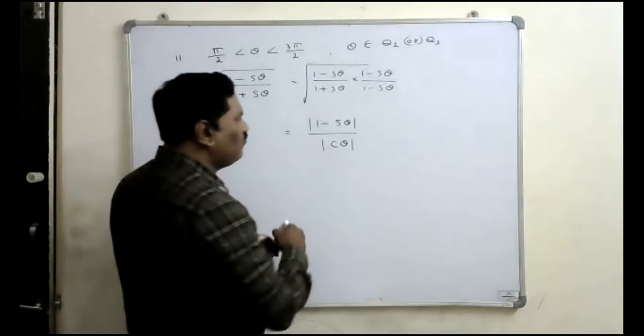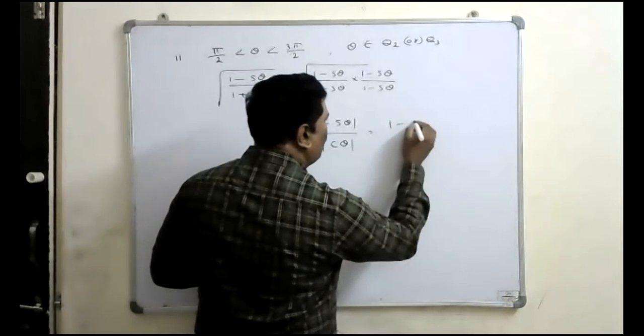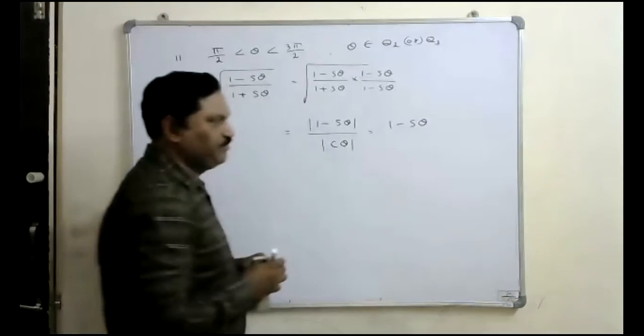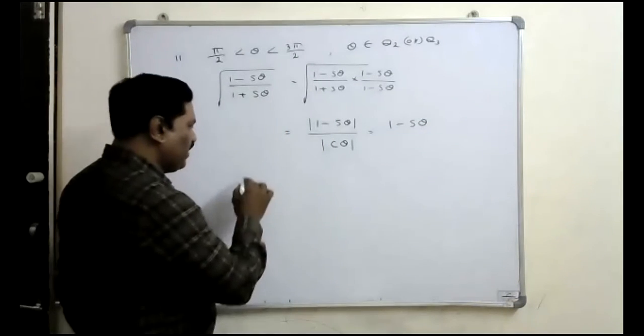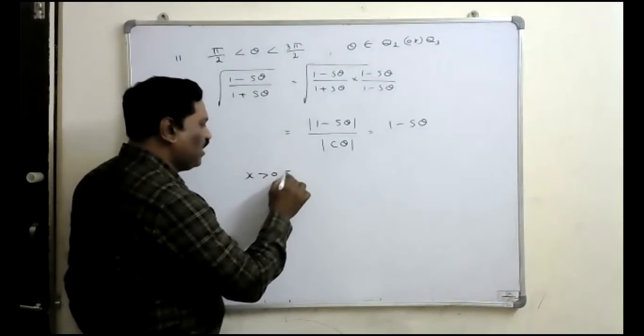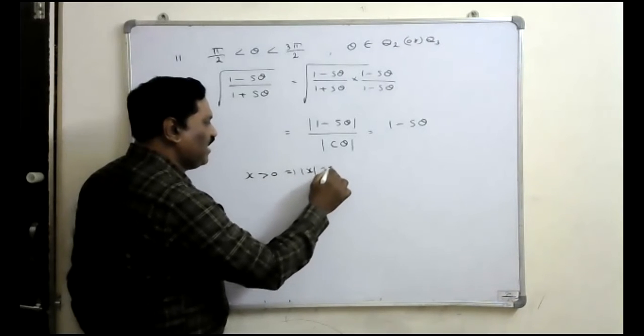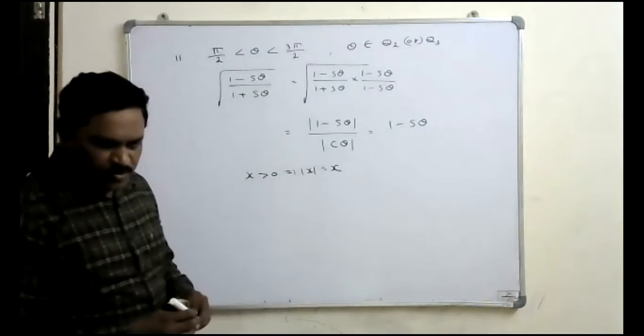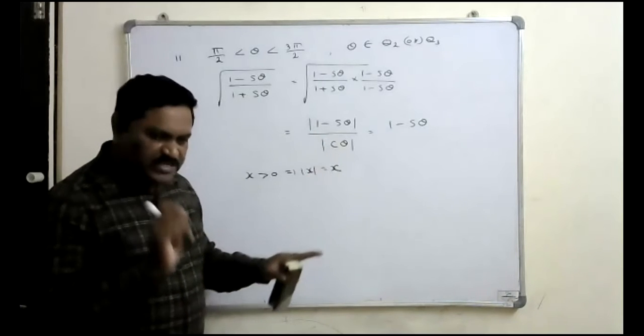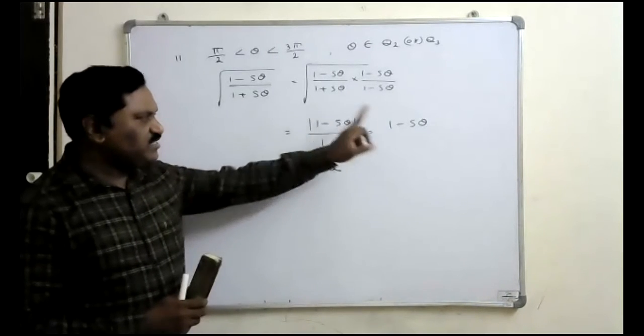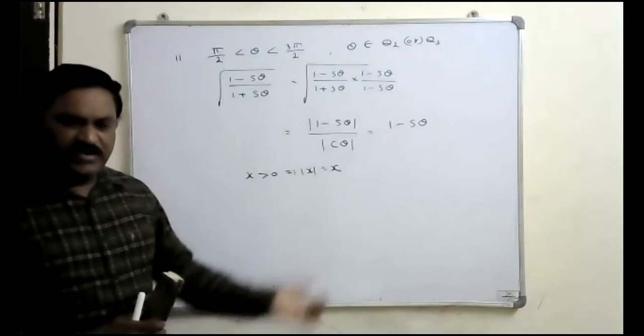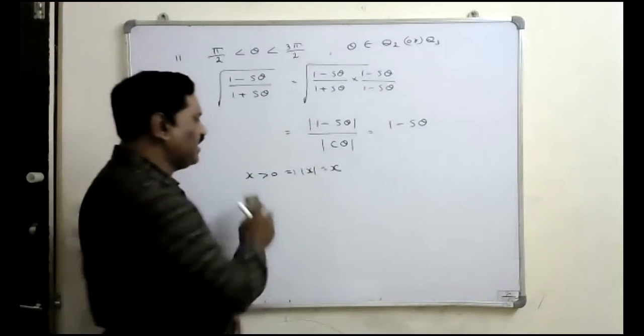That's why mod 1 minus sine theta, we can write 1 minus sine theta straight away. Because when x is positive, we know that mod x, directly we can write x. Here also 1 minus sine theta is always positive. That's why mod 1 minus sine theta, we can remove the modulus and take the plus sign there. There is a 1 minus sine theta.